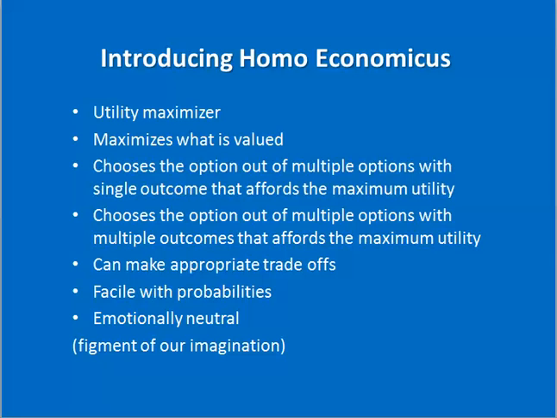Okay, so finally, we are ready to introduce Homo economicus, the rational man. He is a utility maximizer. He maximizes what is valued. He chooses the option out of multiple options with single outcome that affords the maximum utility. He chooses the option out of multiple options with multiple outcomes that affords the maximum utility. He can make appropriate trade-offs. He is facile with probabilities and is emotionally neutral, and is likely a figment of our imagination.